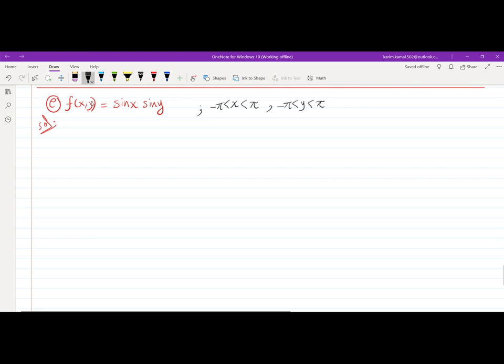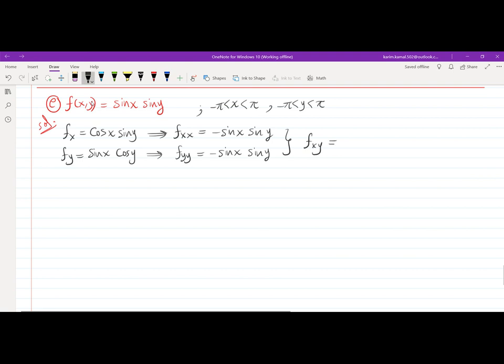We will get fx, which will be cosine x sine y, and then fxx, which will be negative sine x sine y, and then fy, which is sine x cosine y, and then fyy, which is negative sine x sine y, and we will get fxy, which is cosine x cosine y.